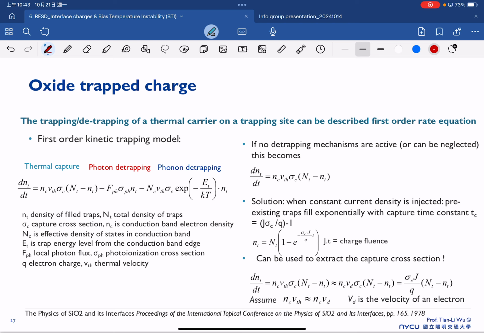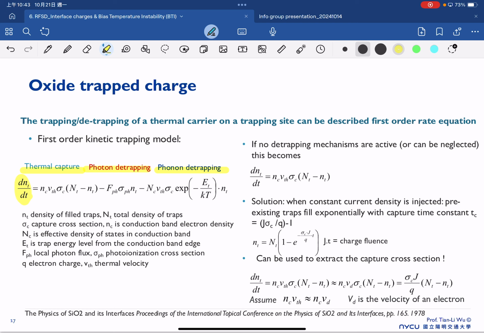So if we try to calculate the trapping or detrapping of a thermal carrier on the trapping site, it can be described by considering this first order rate equation. Here I won't go into detail, just want to let you know that the previous discussion is all reflected here. The first one is the thermal capture, the photon detrapping, the phonon detrapping. These are all the phenomena we have talked about previously. In the end, they become the result leading to dNt over dt.